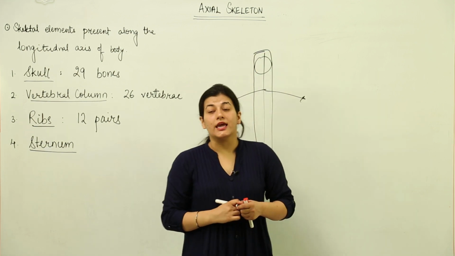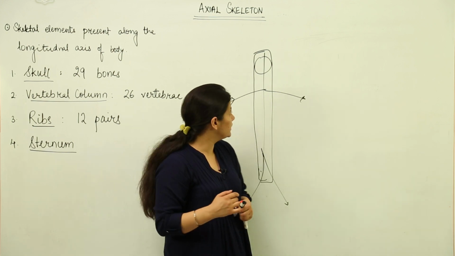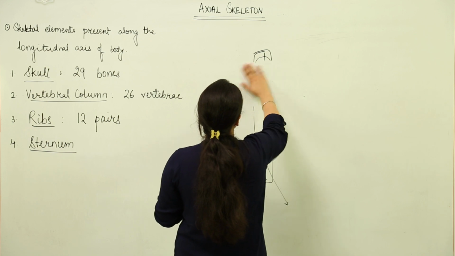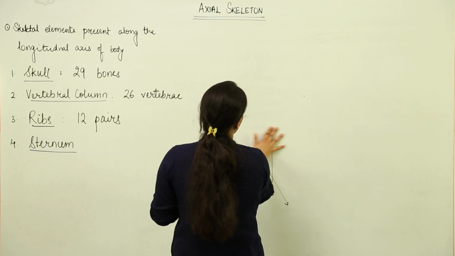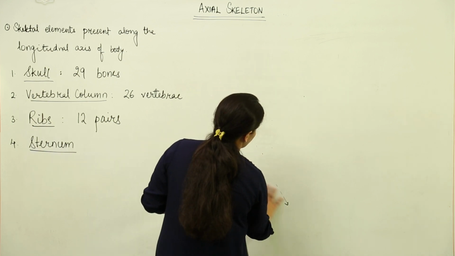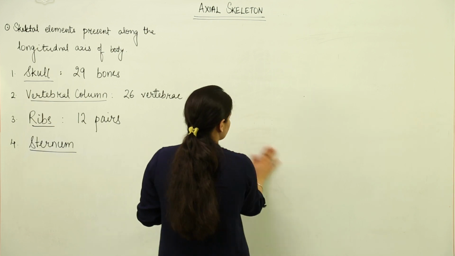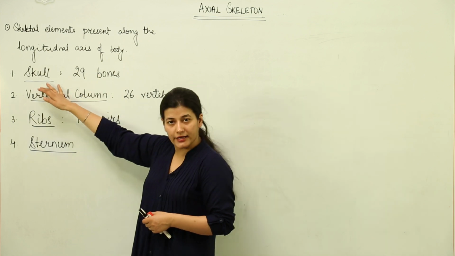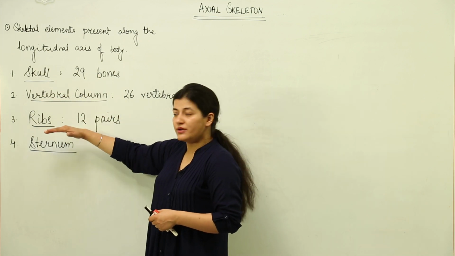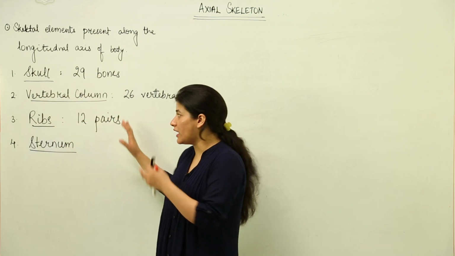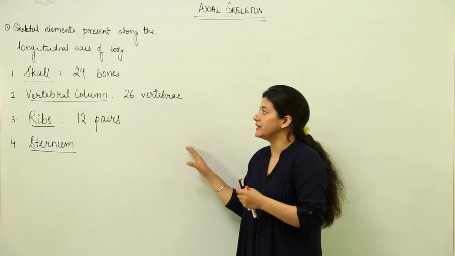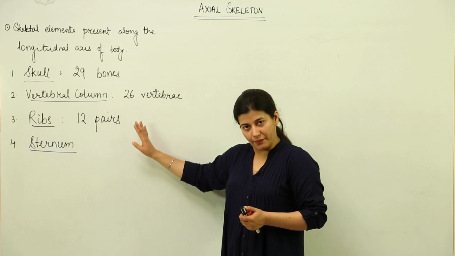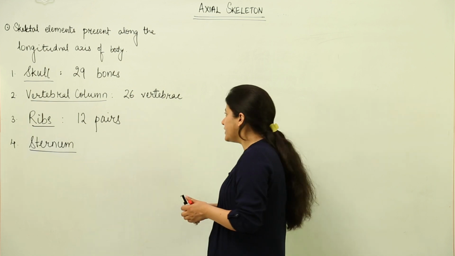Now as many as 80 bones are present in the axial skeleton, and what we have to see is what are the various parts in which these 80 bones are present. Firstly, the parts of the axial skeleton are the skull, the vertebral column, ribs and sternum. Talking about the skull, there are 29 bones which are present in the skull, and what are those bones? We are going to see.